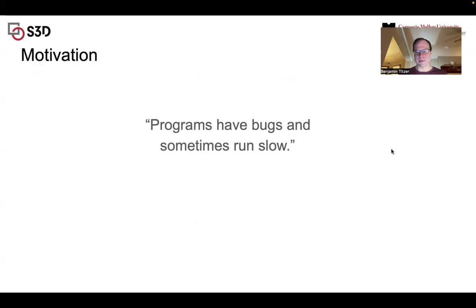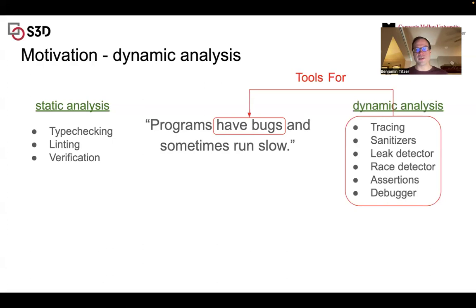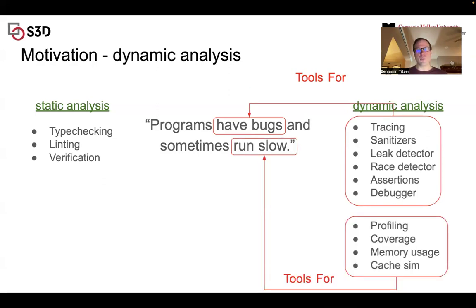Programs have bugs and sometimes run slow. There are many techniques we can use in the static analysis world to help us with bugs, like type checking, linting, and verification. But there are also tools in the dynamic world, in particular tracing, sanitizers, leak detectors, and also debuggers. This running slow part is actually very important. I'm very interested in that. And tools for that include profiling, code coverage, cache simulation, and things like that.